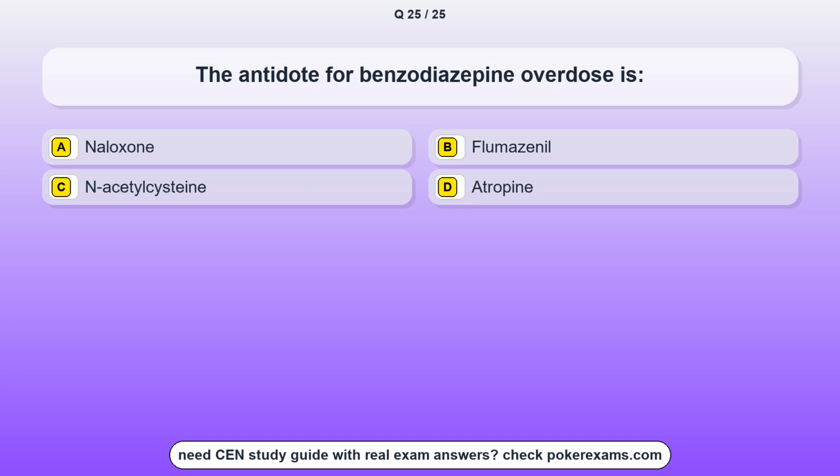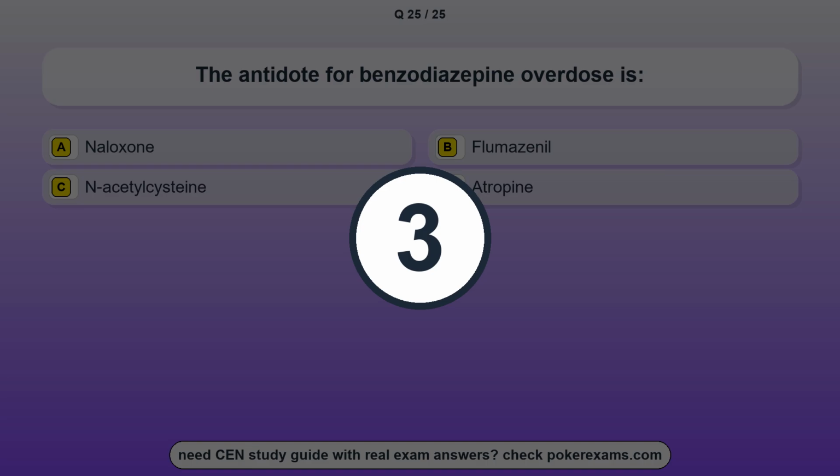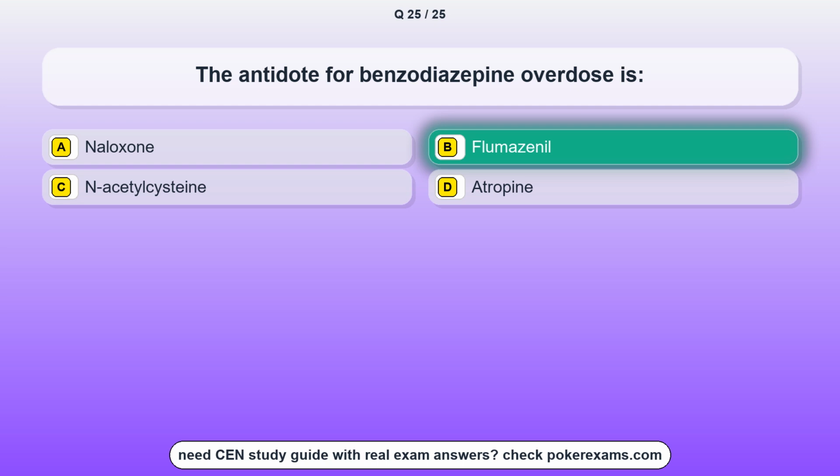Question 25. The antidote for benzodiazepine overdose is option A, naloxone, option B, flumazenil, option C, N-acetylcysteine, option D, atropine. The correct answer is option B, flumazenil.